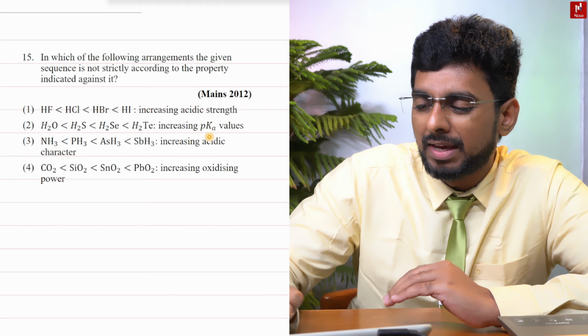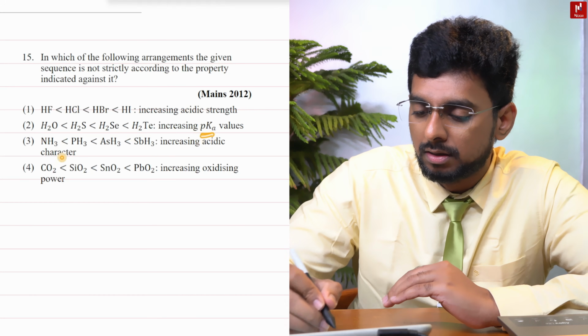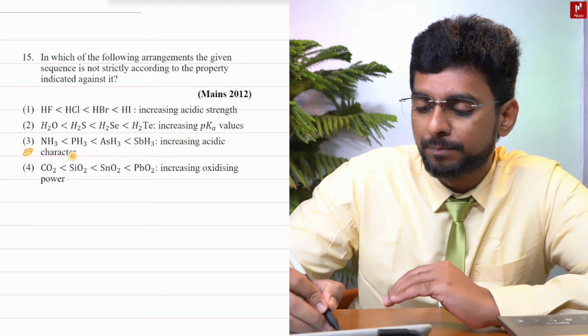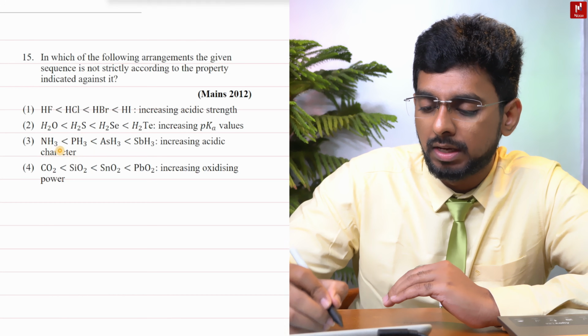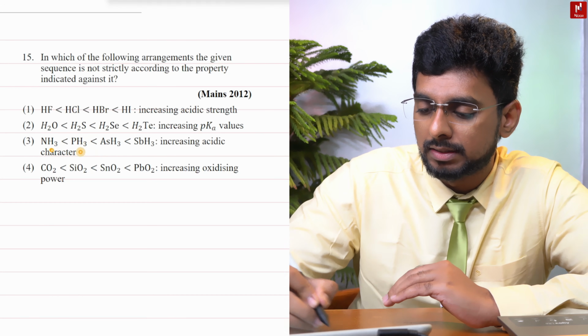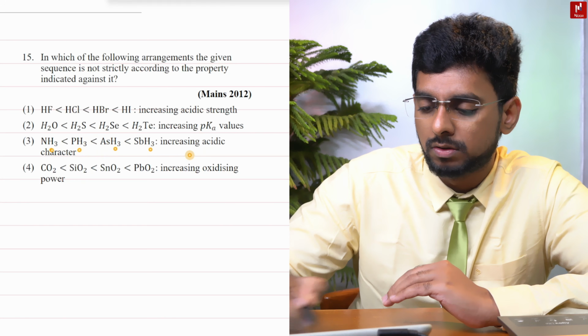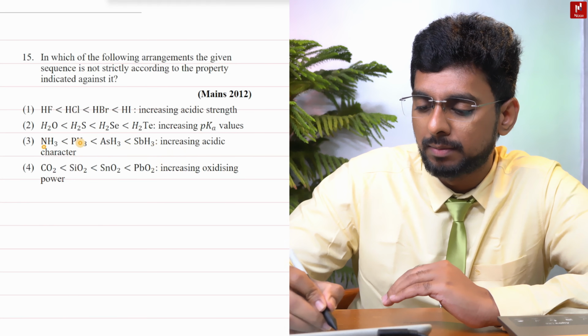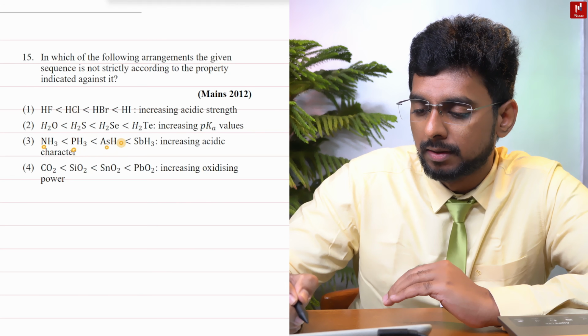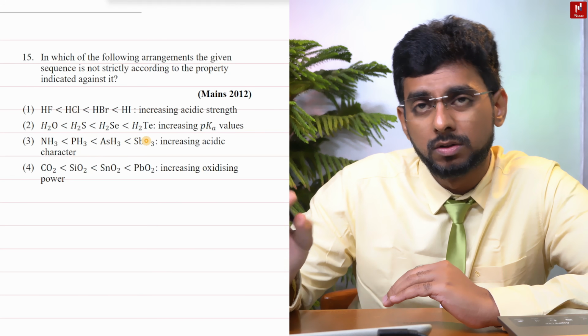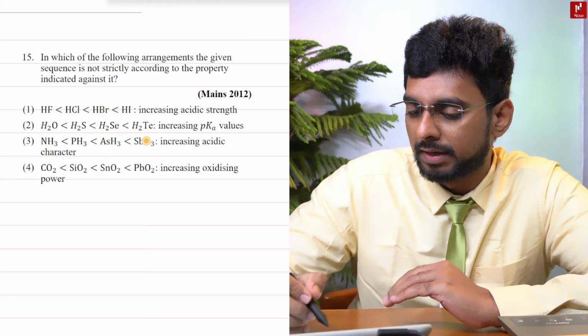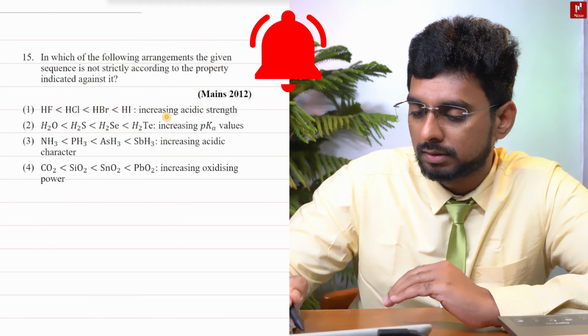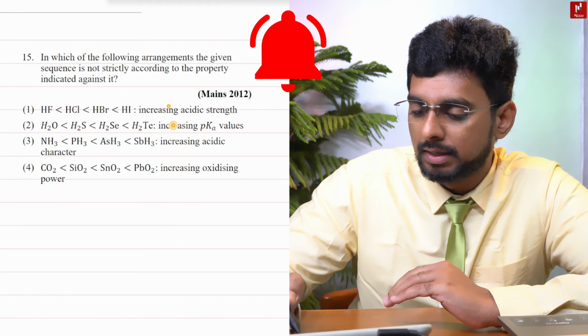It's like pKa value. I'll just explain at the end. So then let us see option 3. When you look at option 3, same way here also you have got hydrides, NH3, PH3, AsH3, SbH3. So here also it doesn't matter across the period or down the group. It's going to increase, right? So NH3, PH3, arsenic, antimony. So here also it's down the group. It's going to increase. Fine. So these two are correct. It's going to be increasing acidic character.